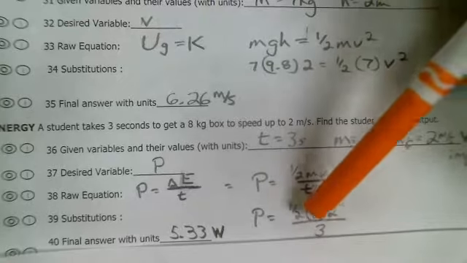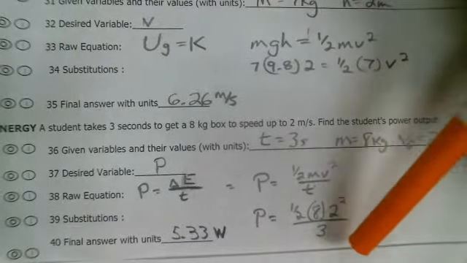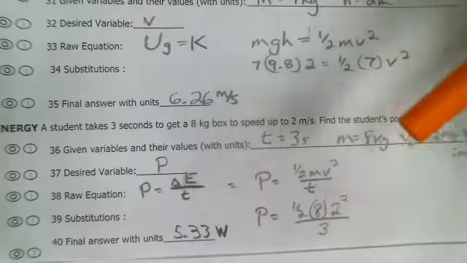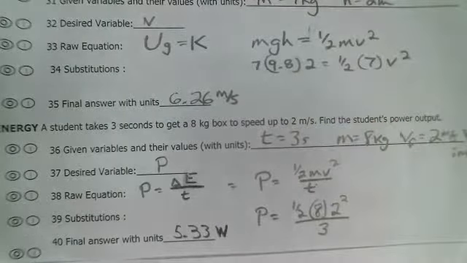So substitutions: 1/2, 8 for the mass, 2 for the velocity, divided by the time of 3, and you should get 5.33, and it's still watts. Power is always in watts, capital W.